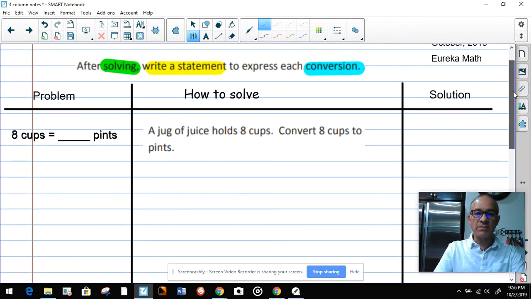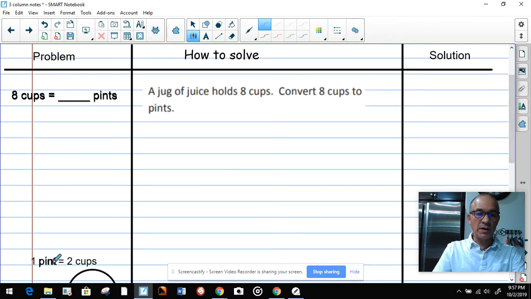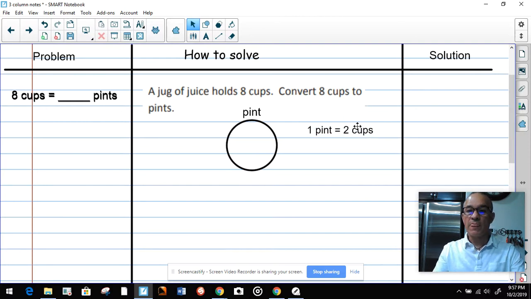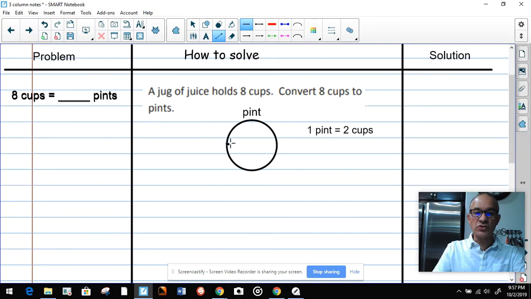So here we go. This is a problem. It says that a jug of juice holds 8 cups. Convert 8 cups to pints. So we set up the problem on this side: 8 cups equals how many pints? Let me explain first that we need to know how many cups there are in 1 pint. So let's pretend that this is 1 pint, and 1 pint, just like we have it right here, equals 2 cups. And we're going to show you a pictorial representation of that.